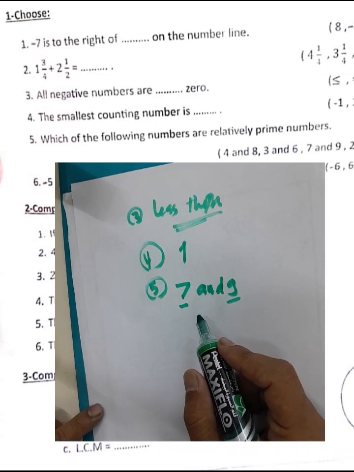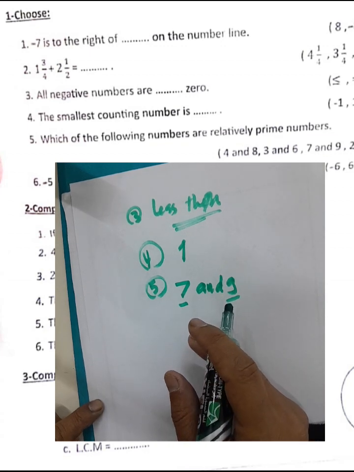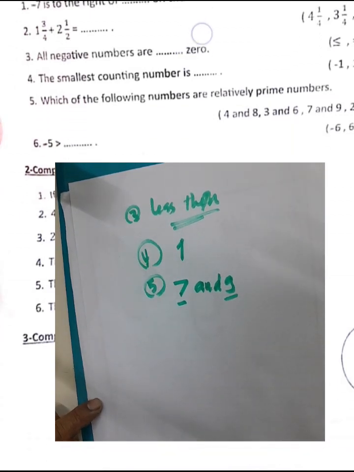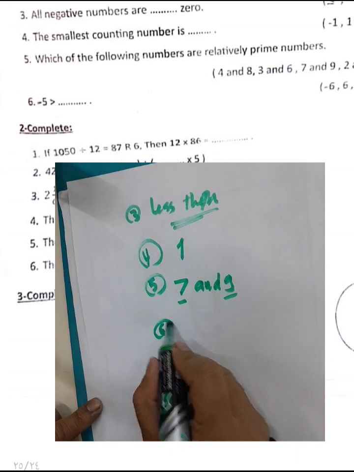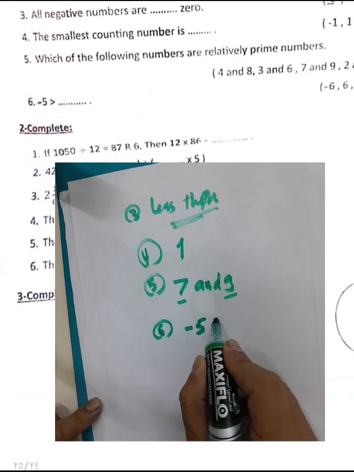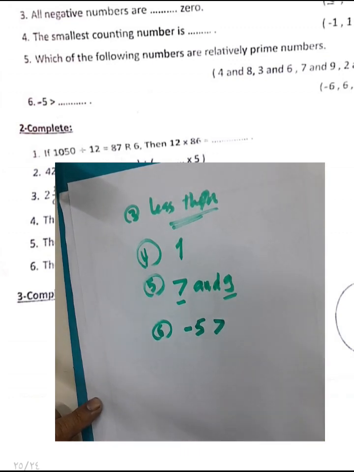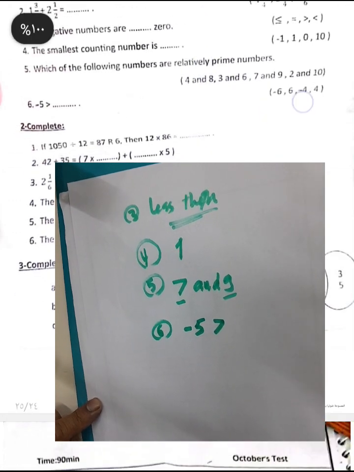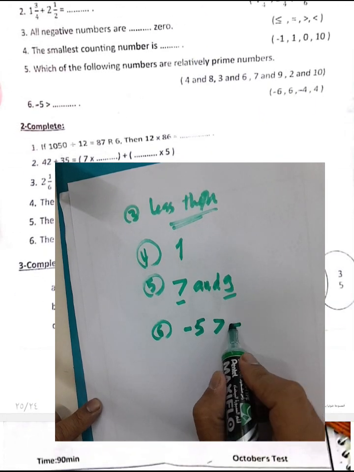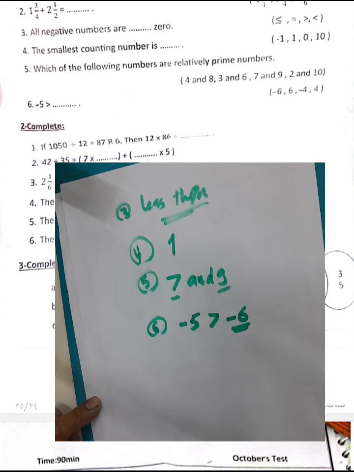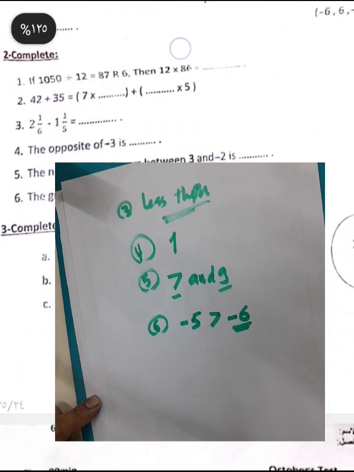Okay, the highest common factor between the two numbers equals 1. Then 7 and 9, we call them relatively prime numbers. Question 6. Negative 5 is greater than what? From this solving, negative 5 is greater than negative 6. Question number 2, complete.